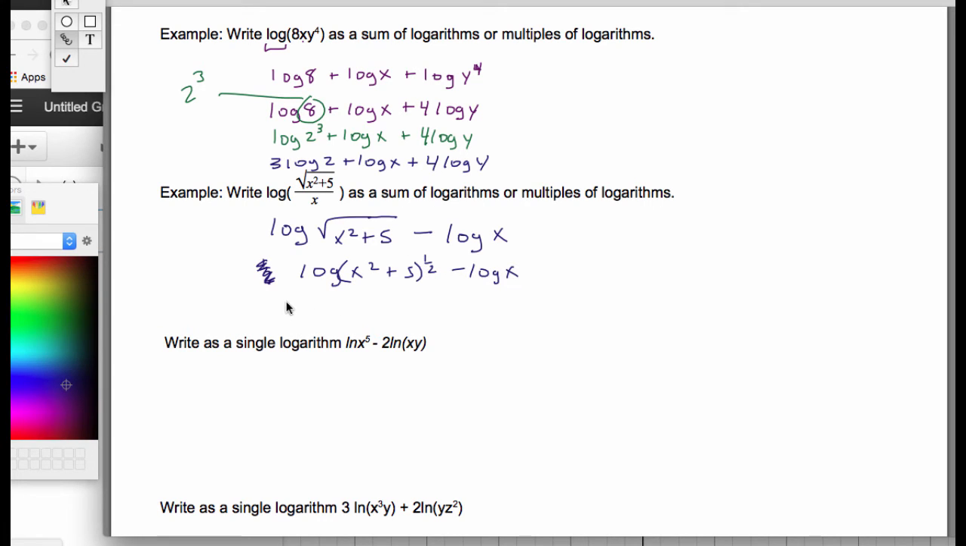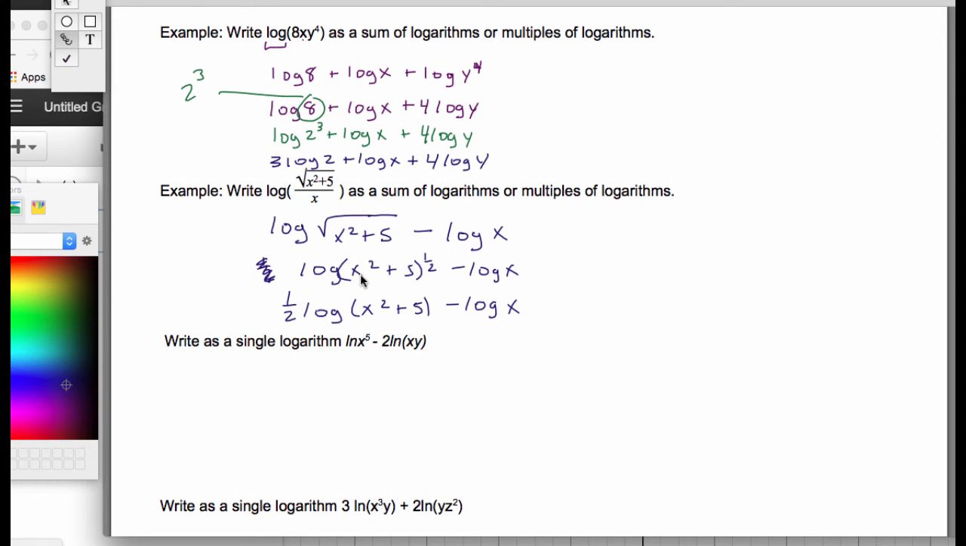And so I can bring my 1/2 out front and say 1/2 log of x squared plus 5 minus log x. Okay, so we're looking for things that can be written as exponents to use the power rule, or quotients that we can split, or multiples that we can write as an addition problem.